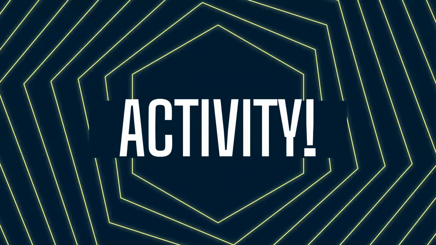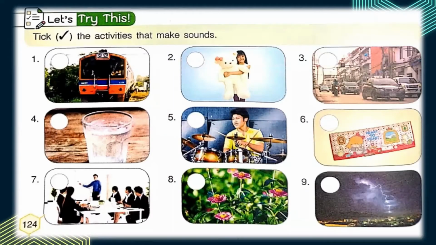Now for your activity, open your book to page 124. What we're going to do here is to tick the activities that make sound. For number 1, we have here a bus. Do buses make sound? If your answer is yes, tick the circle. What about number 2? We can see here a girl holding a teddy bear. Does it produce sound? No, it does not. So we just leave the circle blank.